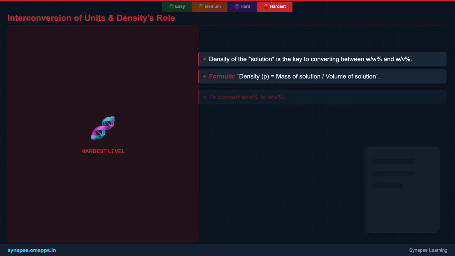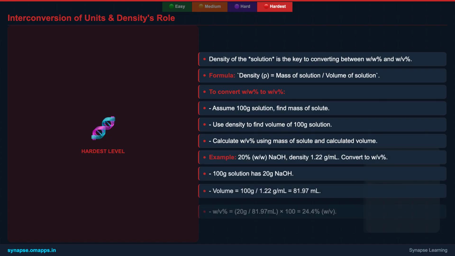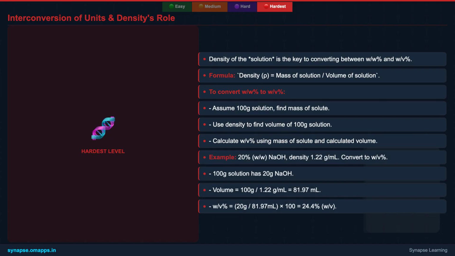Finally, let's connect the dots. The density of a solution is your key to converting between mass by mass and mass by volume percentages. If you know one, and you have the solution's density, you can calculate the other. This interconversion is a powerful tool for chemists. It allows us to work with whichever concentration unit is most convenient or appropriate for a specific task, highlighting the versatility and interconnectedness of these fundamental concepts.